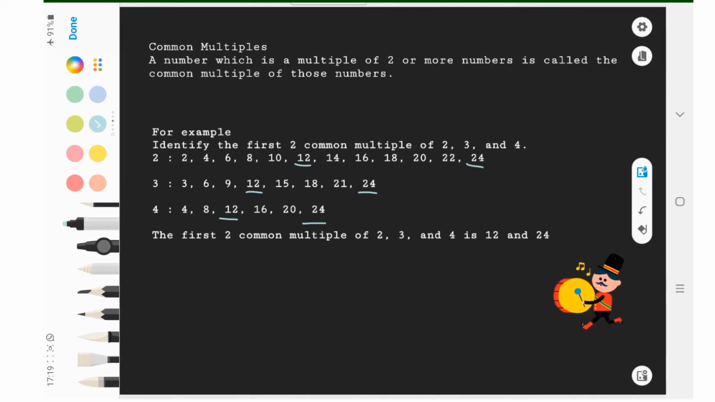It means that 12 can be divided by 2, 3, and 4. 24 also can be divided by these three numbers.